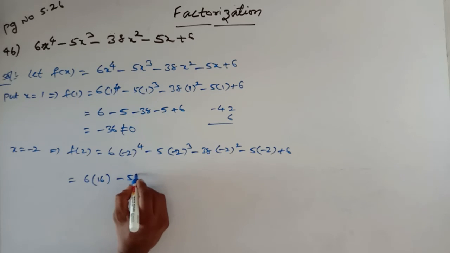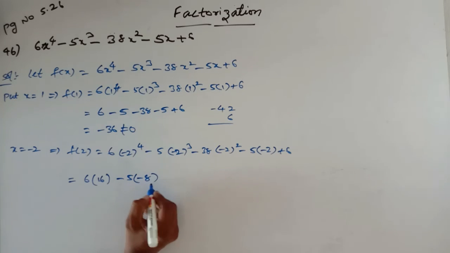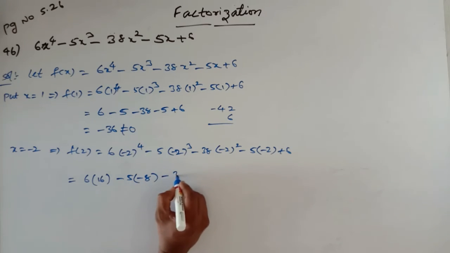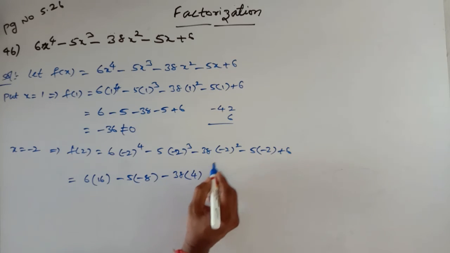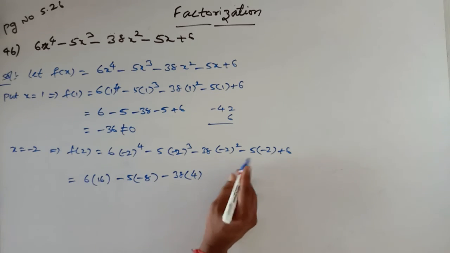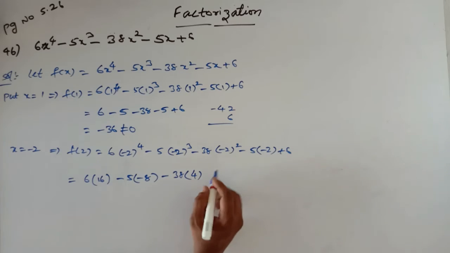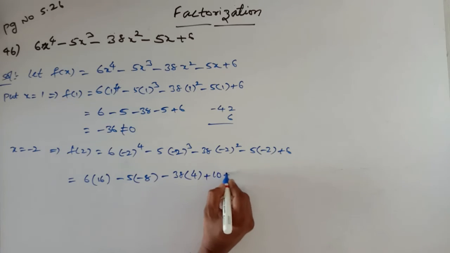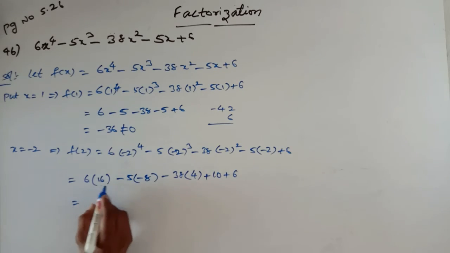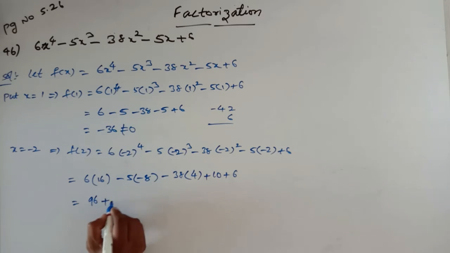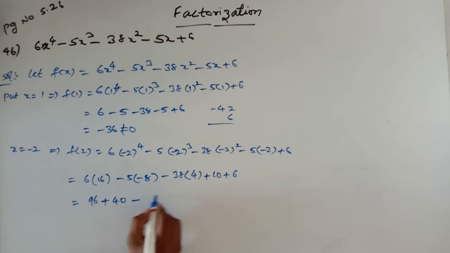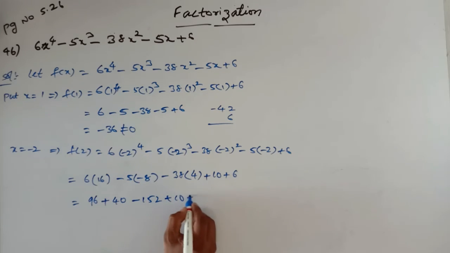Minus 5 into 2 cube, which is 8. The power is odd, so if the number is negative, the answer will be negative. Minus 8, minus 38 into 2 square, which is 4. It is an even power, so I get the positive value. Minus into minus is plus, 5 2s are 10, plus 6. That equals 16 6s are 96, plus minus into minus is plus, 5 8s are 40, minus 38 into 4 is 152, plus 10, plus 6.